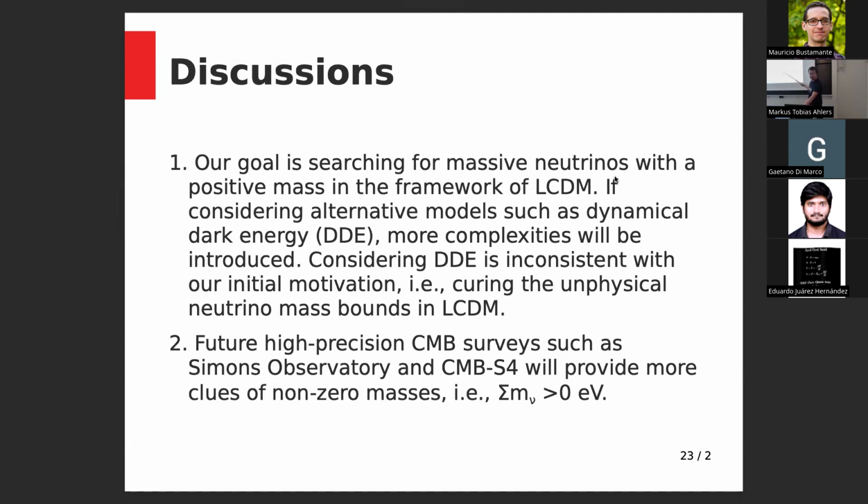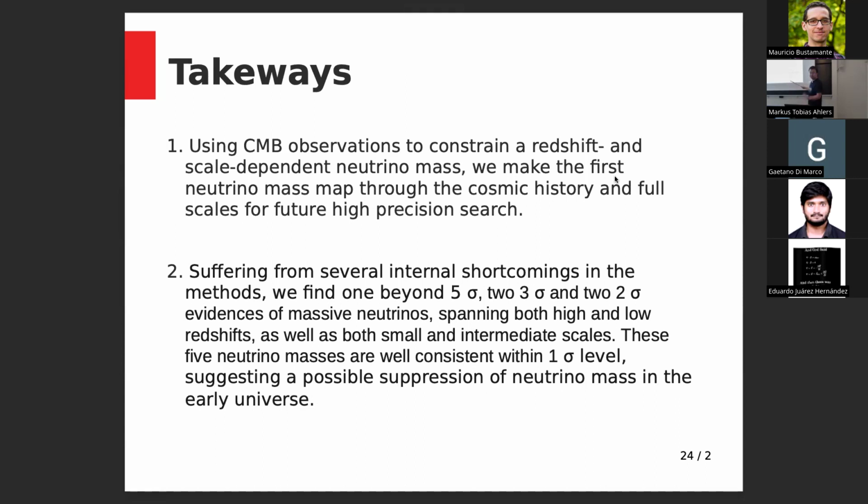Here are the discussions. Dynamical dark energy will introduce more complexity, and future high precision CMB surveys such as Simons Observatory and CMB-S4 will provide more clues on non-zero masses. Here are the takeaways. I'll stop here.